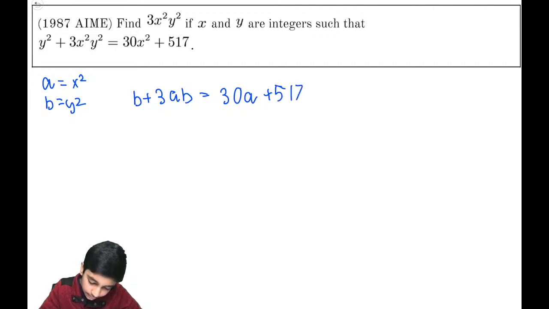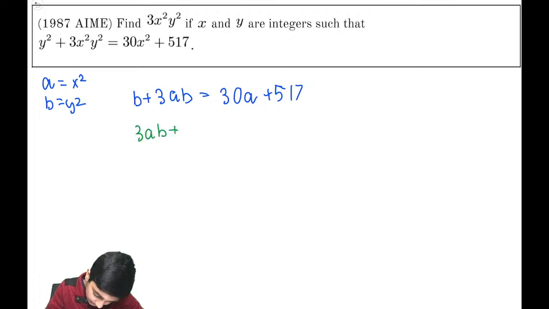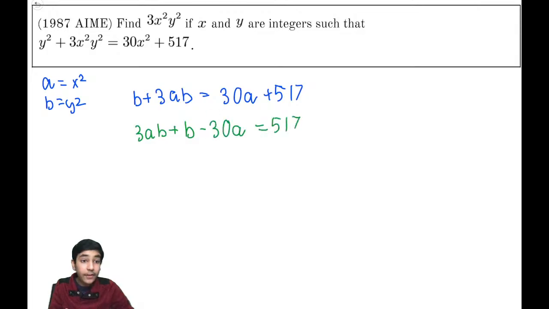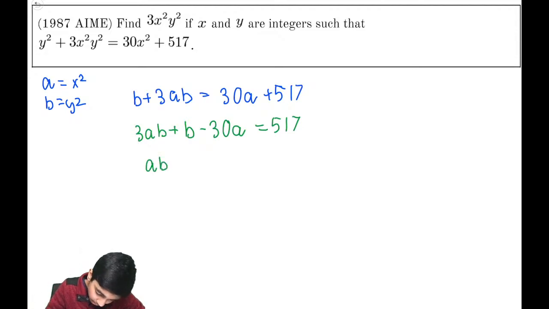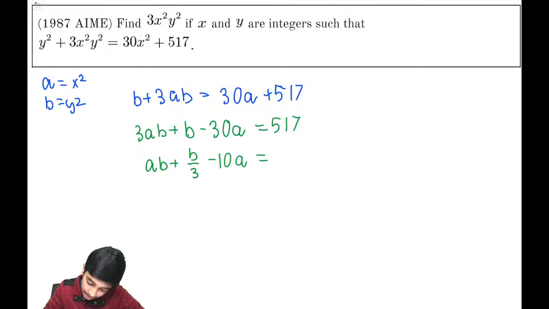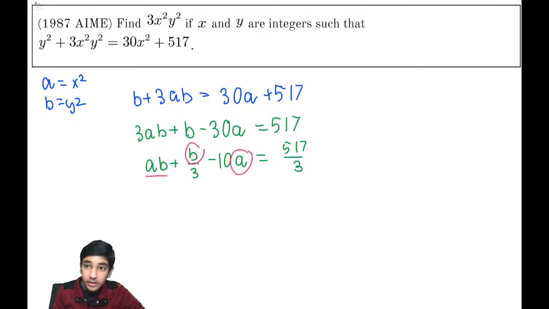And from here, what we can do is rewrite this as 3ab plus b minus 30a equal to 517. Then we can divide both sides by 3 to get ab plus b over 3 minus 10a equal to 517 over 3. This looks a lot like Simon's Favorite Factoring Trick, because we have an ab term, and we also have b and a terms. So by Simon's Favorite Factoring Trick, we can rewrite this as a plus 1/3.